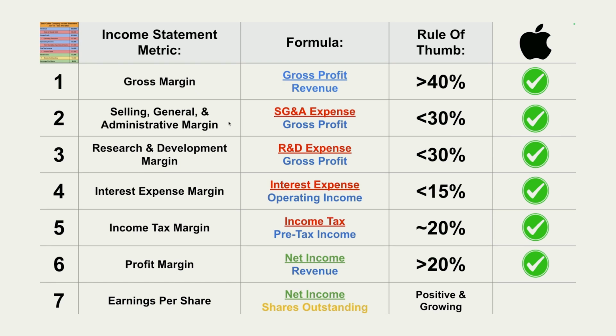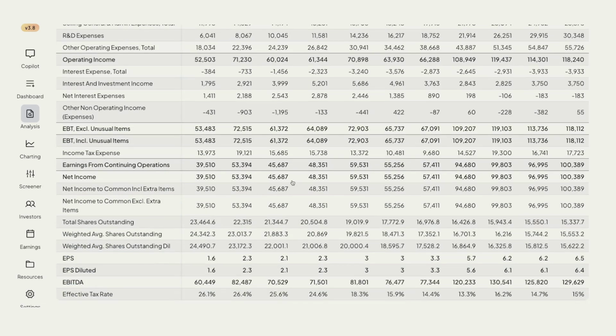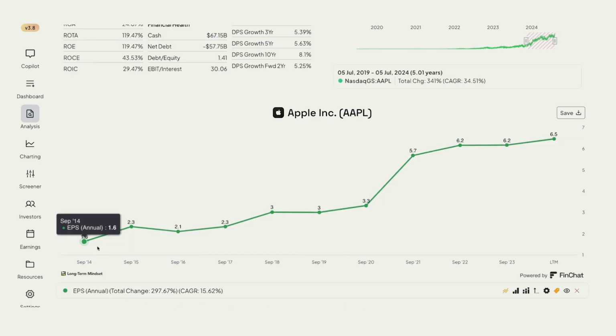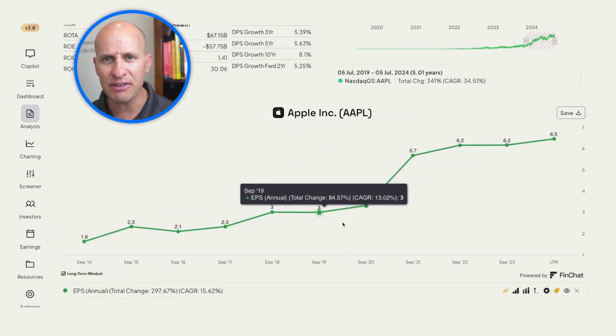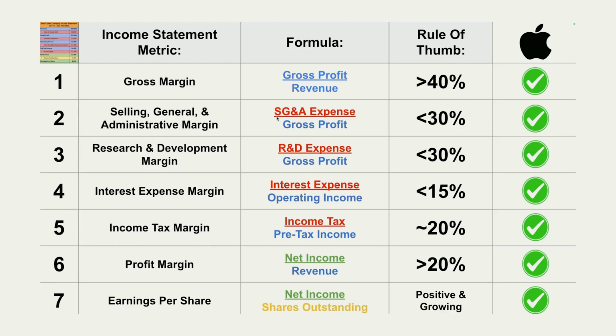The final number you look at here is the company's earnings per share. We want to see that the company's net income divided by shares outstanding is a positive number that consistently grows. Heading on over to FinChat and scrolling down, we get the company's earnings per share, or EPS. And if we map this number, we'll note that it consistently moves up and to the right, even during periods of economic stress, such as 2020. For that reason, I think we should give Apple a passing grade on this metric too.